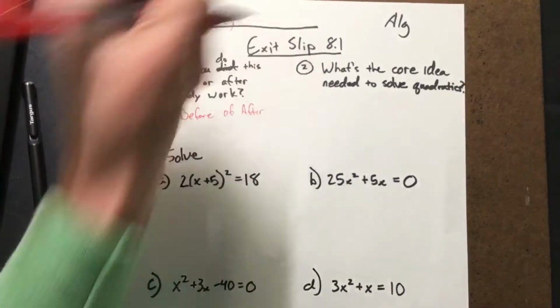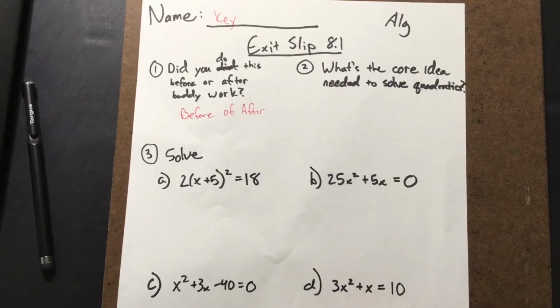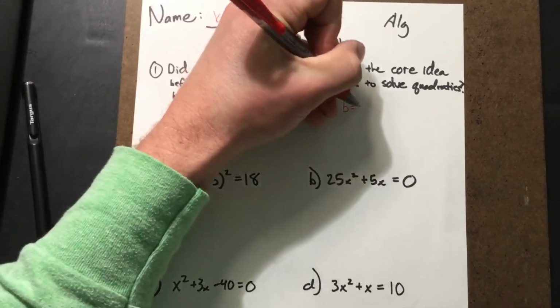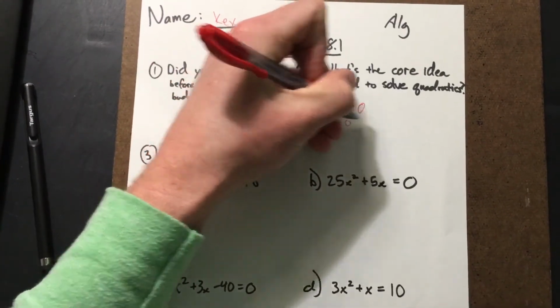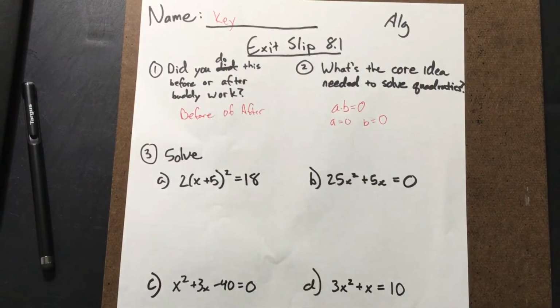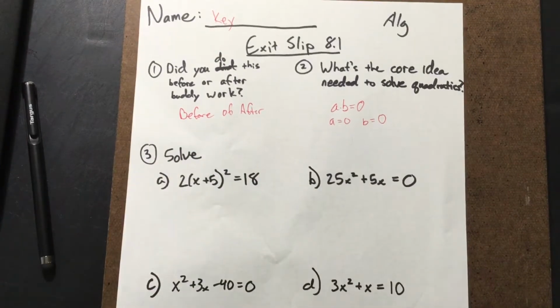Now, number 2. This is a big one. What is the core idea needed to solve quadratics? The big idea is a times b equals 0 if and only if a equals 0 or b equals 0. That's something I keep stressing. We're going to take all these problems down here and try to convert them into multiplication problems.